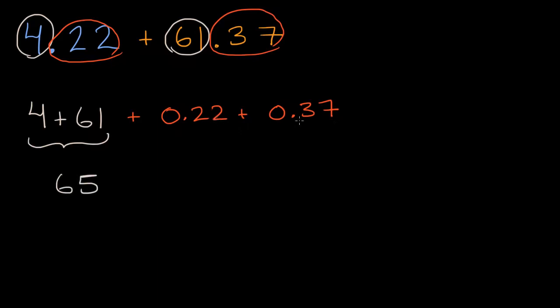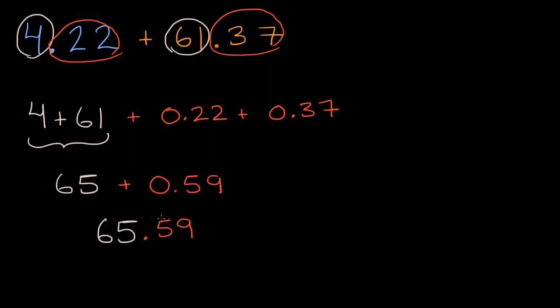Well, what's 22 plus 37? Well, let's see. 20 plus 30 is 50. And then 2 plus 7 is 9. And so it's going to be 59 hundredths. So it's going to be 65 and 59 hundredths, which we can write as 65 and 59 hundredths.